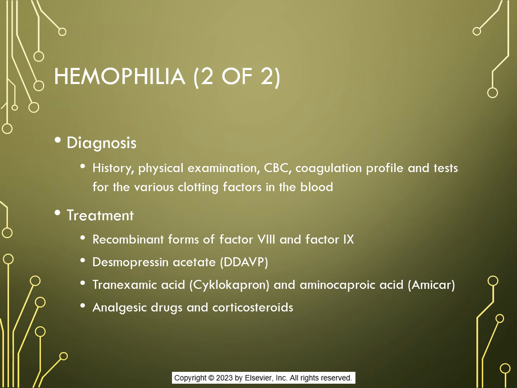Recombinant forms of factor VIII and factor XI are available and can be administered IV at various dosages and intervals based on clinical data. For mild hemophilia A and for subtypes of VWD, desmopressin acetate, a synthetic form of vasopressin, can be given to stimulate an increase in factor VIII and von Willebrand factor. Analgesic drugs and corticosteroids can be used to treat joint inflammation and pain caused by the hemarthrosis and by the common resultant arthritis.